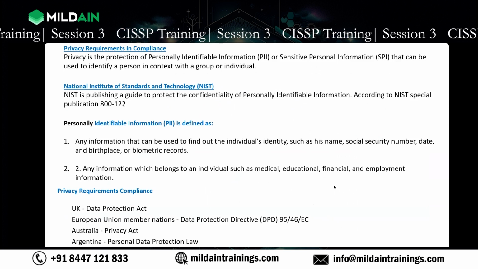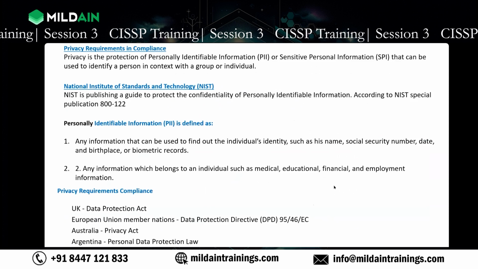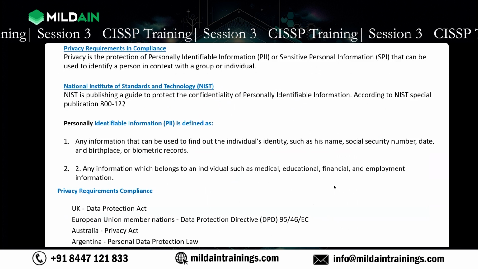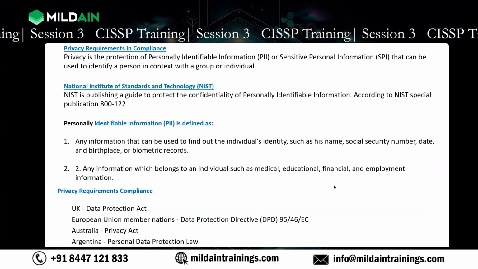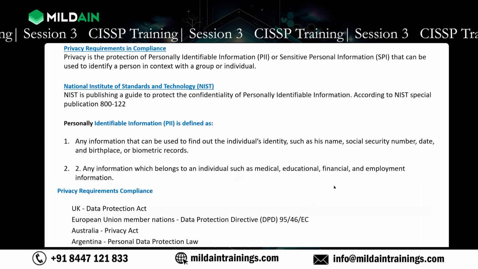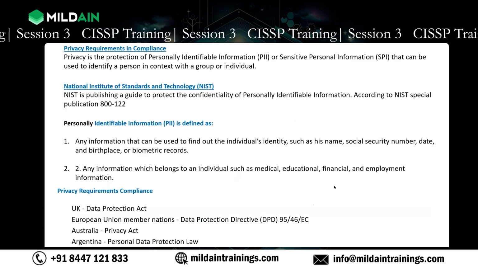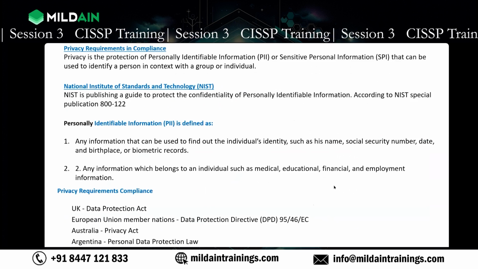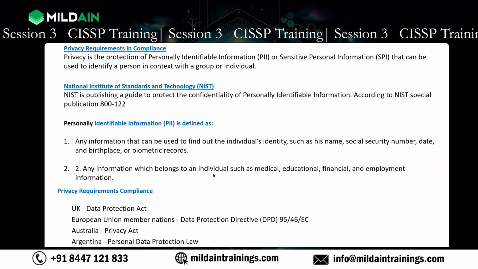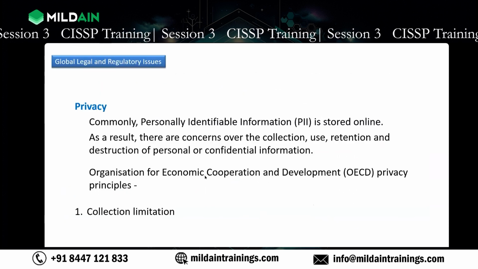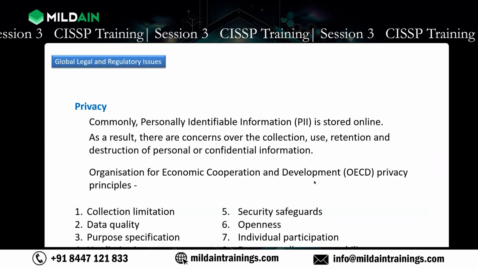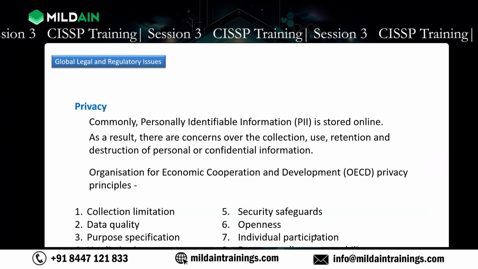Mainly, privacy focuses on personally identifiable information. It can be social security numbers, date and birthplace, and biometric records. Any information which belongs to medical, education, financial, or employment information is all related to personally identifiable information. So just now I was talking about the 7th principle, right? This is the 7th principle.